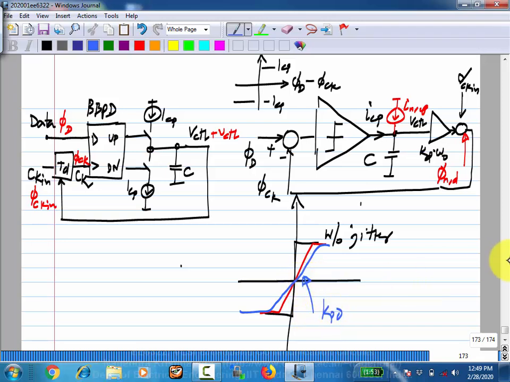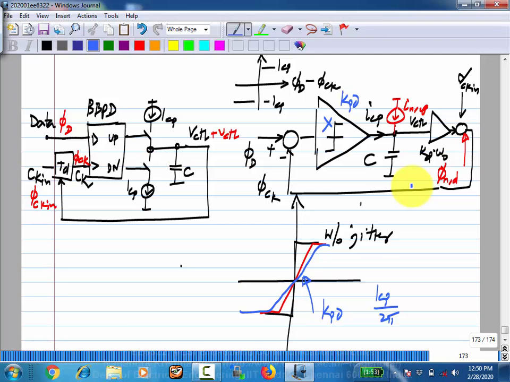I'll just call it KPD. Instead of ICP by 2 pi, it will be some other number depending on the amount of jitter you have. The smaller the jitter, the higher the gain. You can still use a linear model with this KPD, but the KPD itself depends on the jitter. And from that you can calculate some of these things.